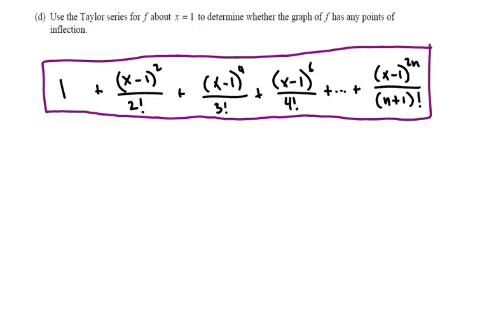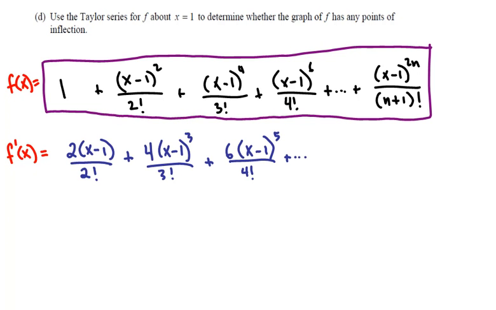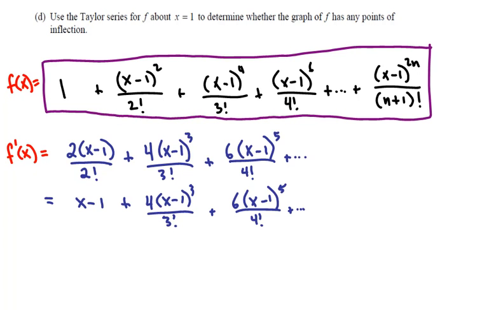Okay, in part D, we're asked to use the Taylor series for f about x equals 1, and I have it listed below, to determine whether the graph of f has any points of inflection. Well, if that's f of x, then the first derivative would be: bring down the derivative of 1 is 0, then bring down the 2 at 2 times x minus 1, reduce that exponent by 1, and simplifying this would give me basically just x minus 1 as the leading term there.